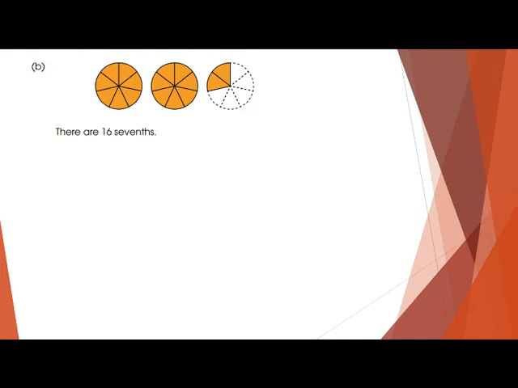Okay, now we have a question. We have a circle which has 7 parts. How many shaded areas are there? You have to count: 1, 2, 3, 4, 5, 6, 7, 8, 9, 10, 11, 12, 13, 14, 15 and 16. So there are 16 sevenths, and the fraction shown is 16 upon 7, because we have 7 parts. That's why we have to write 7. And how many are shaded? 16. So you will write 16 upon 7.